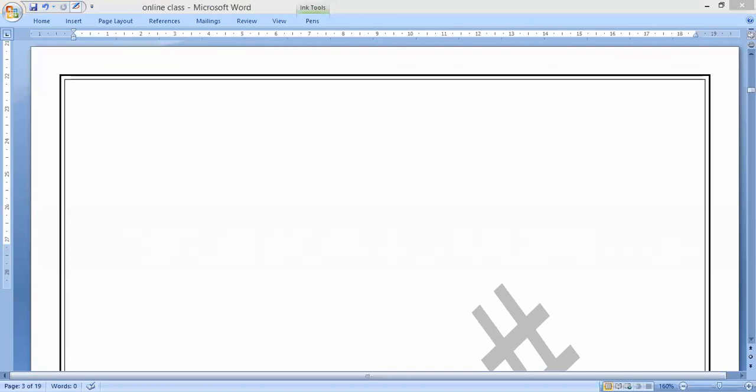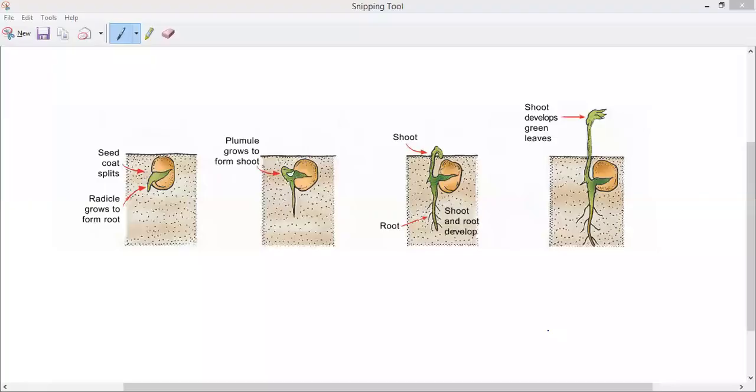So first of all, every seed contains three parts mainly. What are those parts? Anybody can say? What are the three parts, guys? First of all, you have to remember the embryo. The embryo has two parts. What are the two parts of the embryo? You have to respond here. Yes, radicle and plumule.